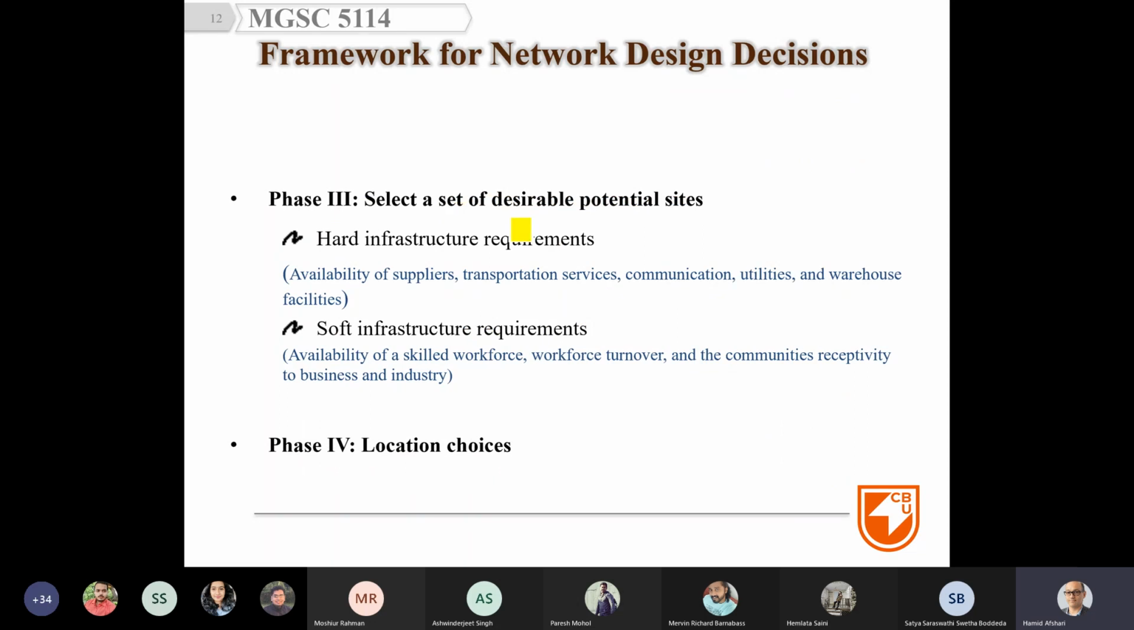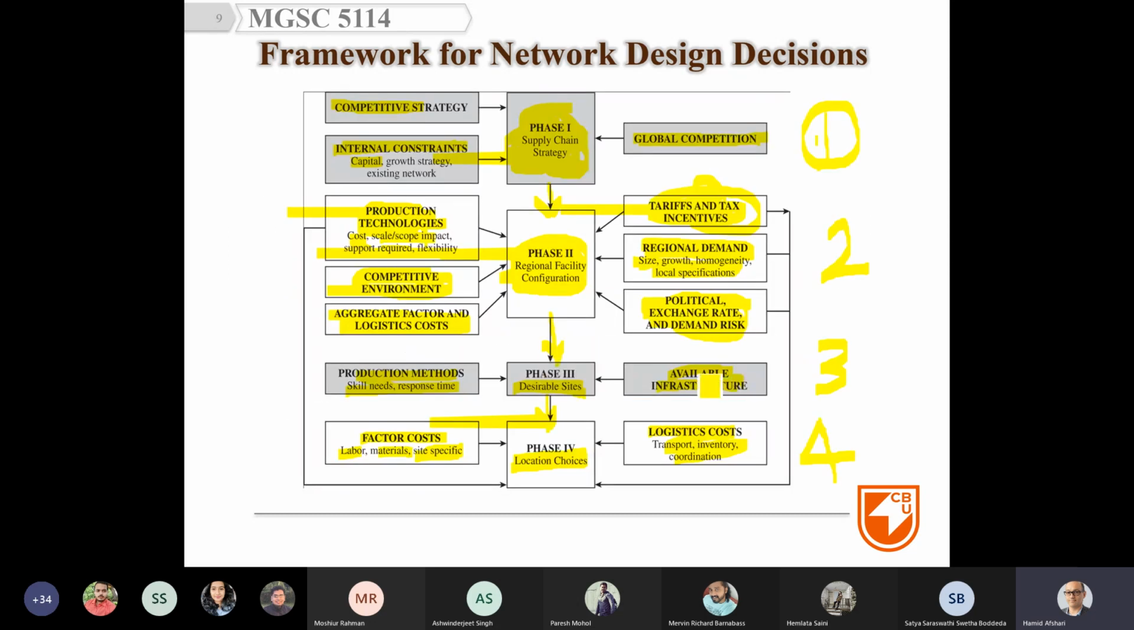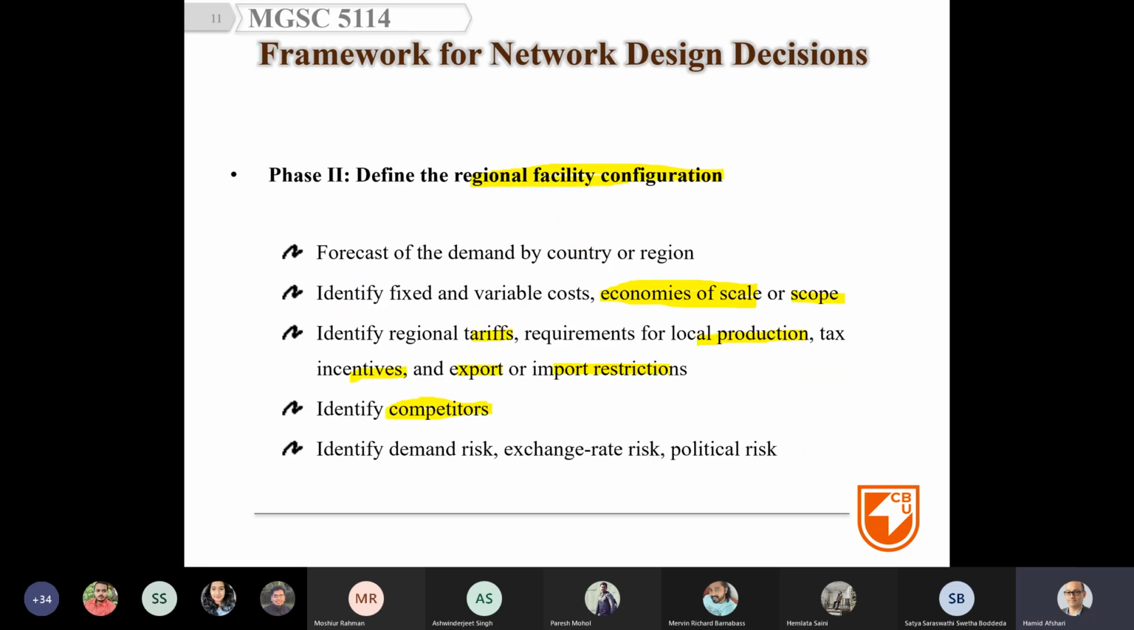Phase number 3: select a set of desirable potential sites. Here you will nominate a set of locations, and the goal is to select one of them. Here you will consider some infrastructures as well. What do we mean by available infrastructures? Infrastructure is clear, yes? Something that helps you to grow your business. Some basic but very important things that you should have. Like what? Do you have any example?